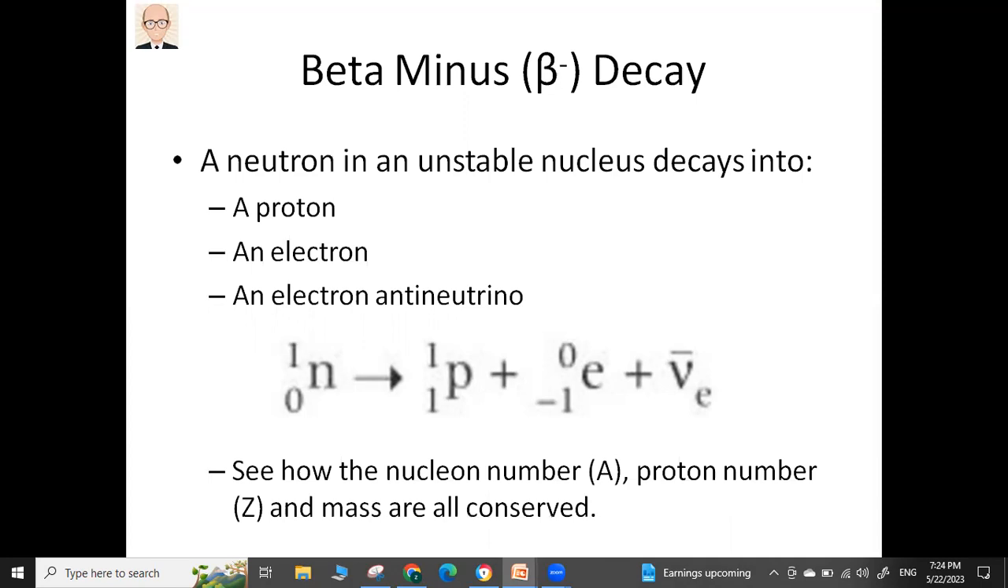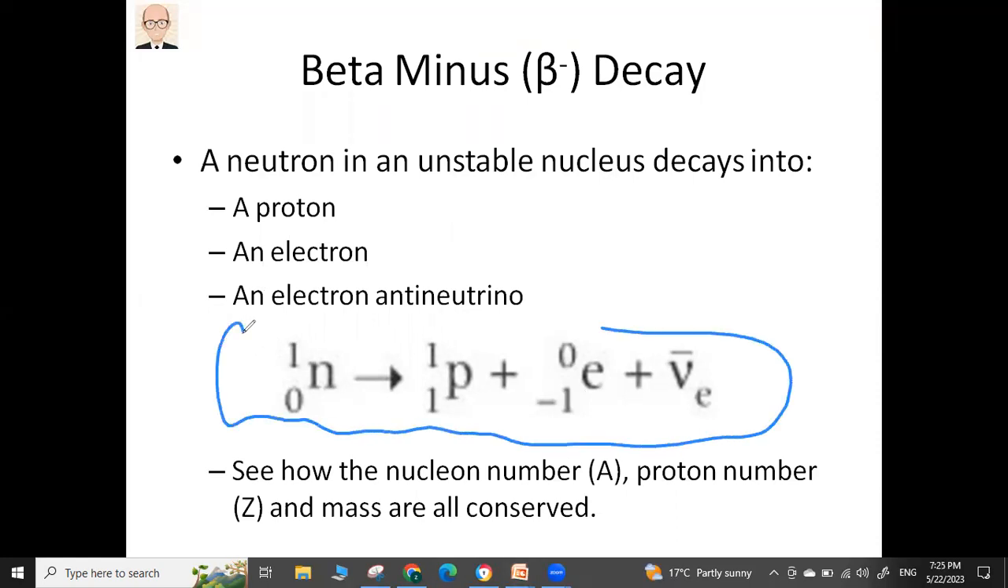A neutron in an unstable nucleus decays into a proton, an electron, and an electron antineutrino. So when we say beta minus decay, that means basically a neutron in an unstable nucleus changes into a proton, electron, and electron antineutrino. Again, we have to memorize these equations. So these equations will be called beta minus decay. See how the nucleon number A, proton number Z, and mass are all conserved.